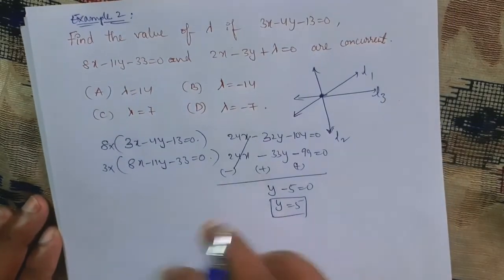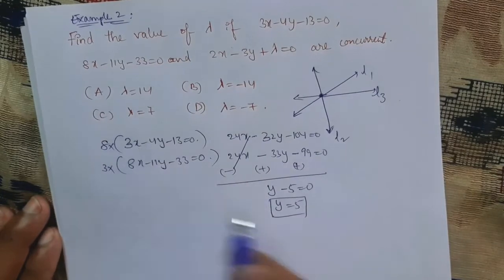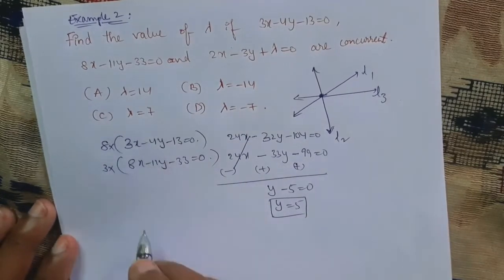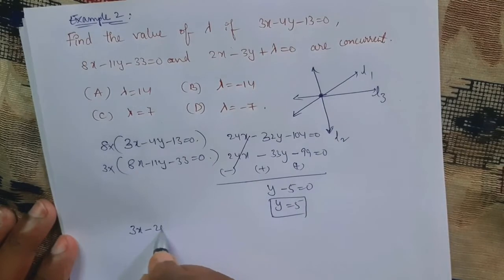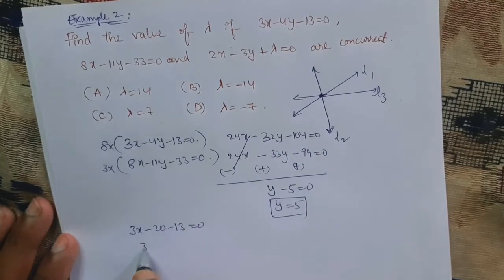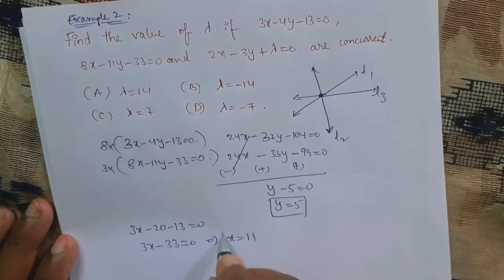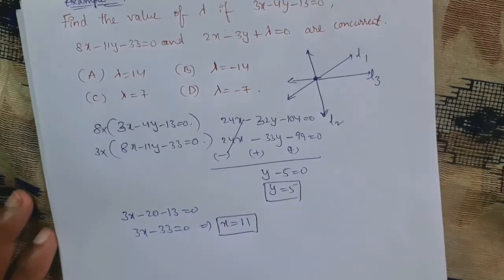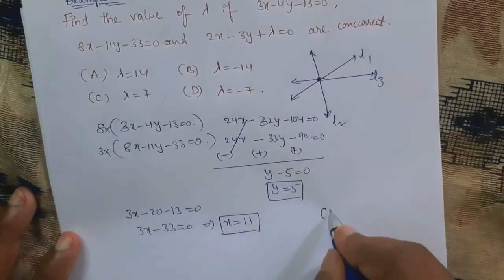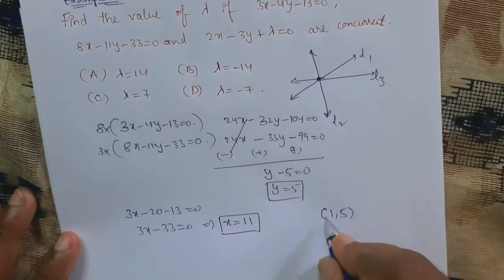Y equal to 5, substitute in the first or second equation. I am substituting in the first equation. That means 3x minus 20 minus 13 equal to 0. 3x minus 33 equal to 0. That means x equal to 11. Now we got x value 11 and y equal to 5. Nothing but we got the point (11, 5).